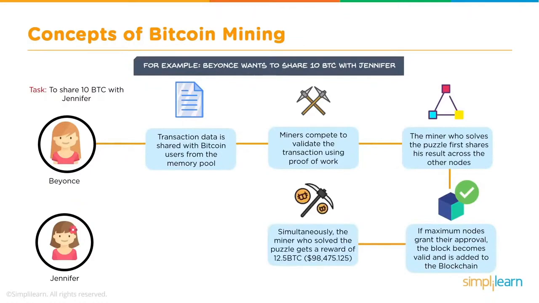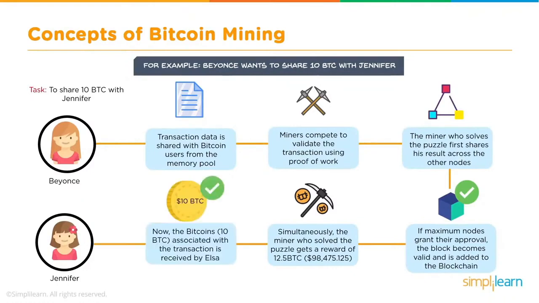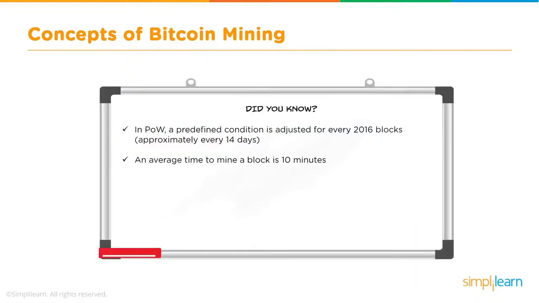Simultaneously, the miner who solved the puzzle will also receive the reward, which is 12.5 Bitcoin, which as of today stands at around 98k dollars. Now the 10 BTC for which the transaction was initiated will get triggered and transferred from Beyonce to Jennifer.